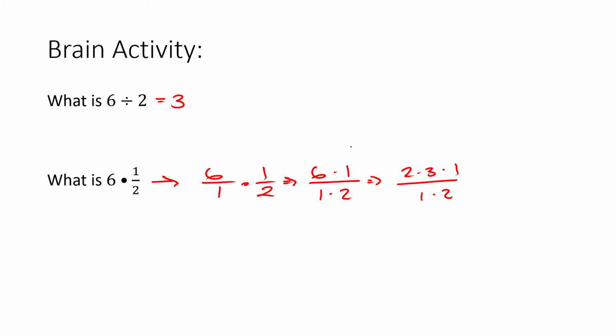2 and 2. So you're left with 3 over 1. And what is 3 over 1? That's 3.